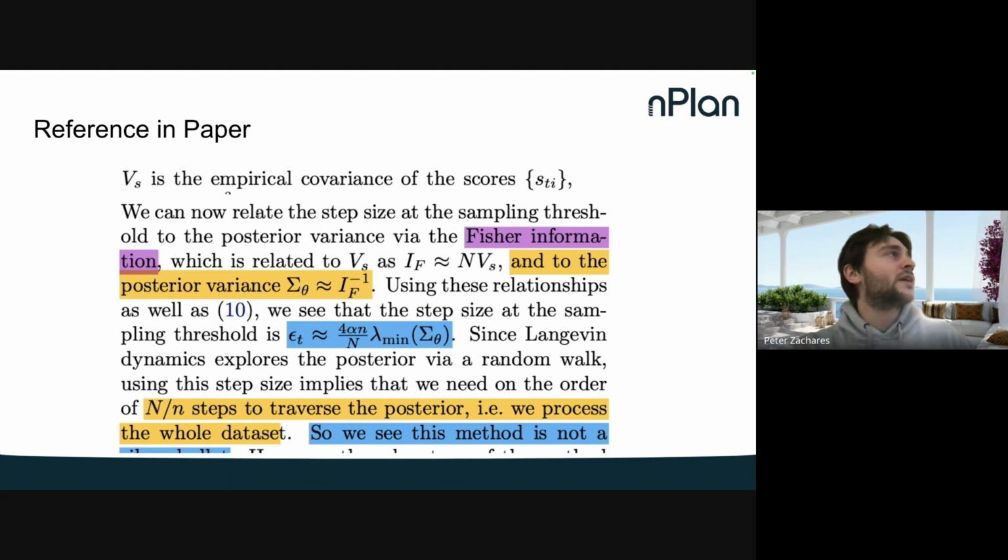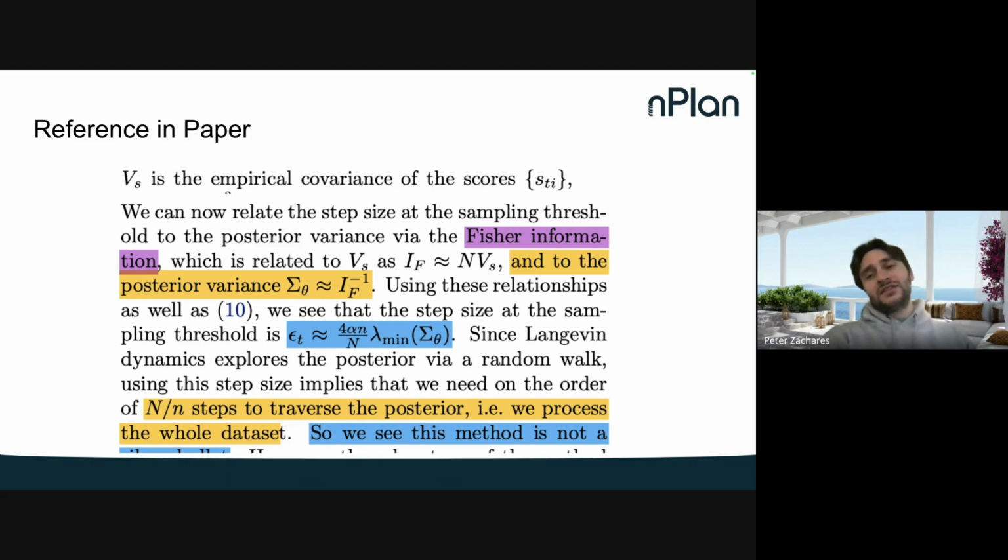It says we can now relate the step size at the sampling threshold to the posterior variance via Fisher information, which is related to VS, which is the empirical covariance of the scores via this, and to the posterior variances. So I won't go into any more detail. That probably just sounds like a ton of jargon to most people, and it should. But there's more.